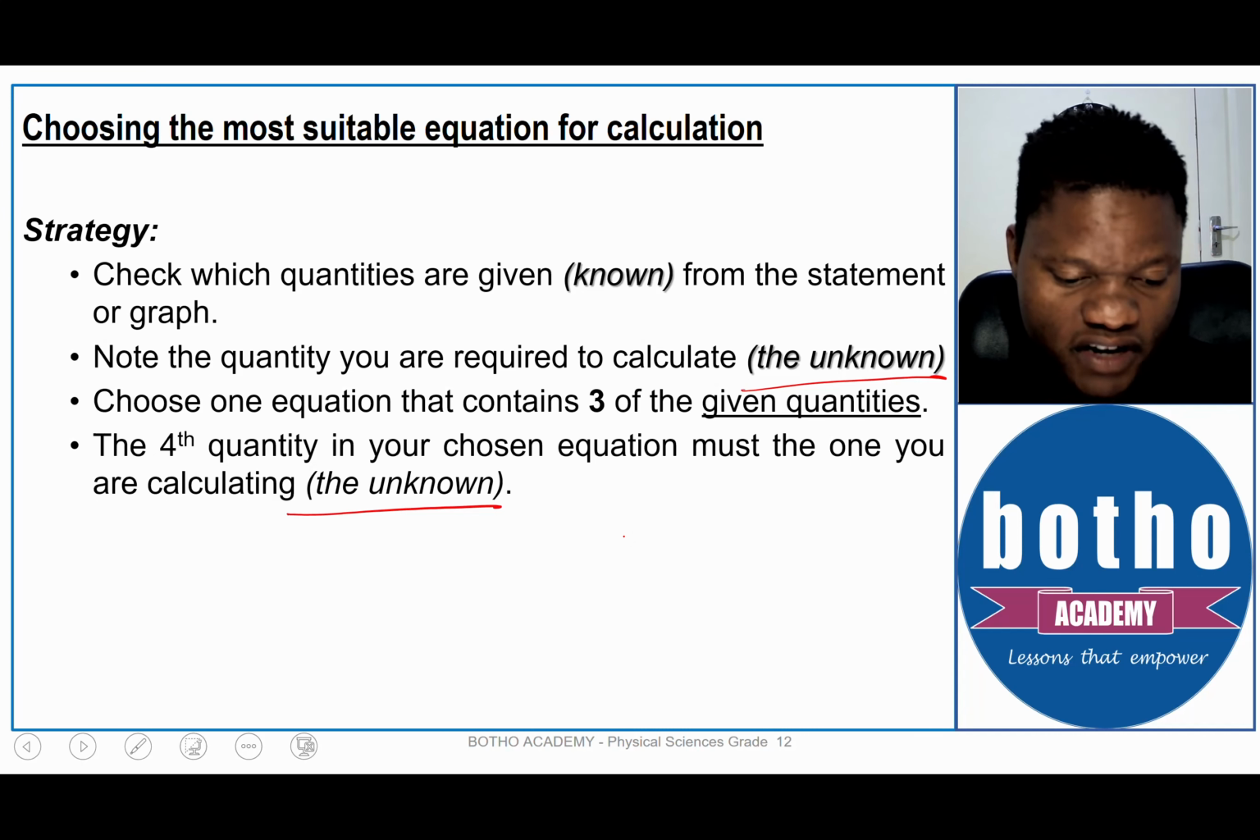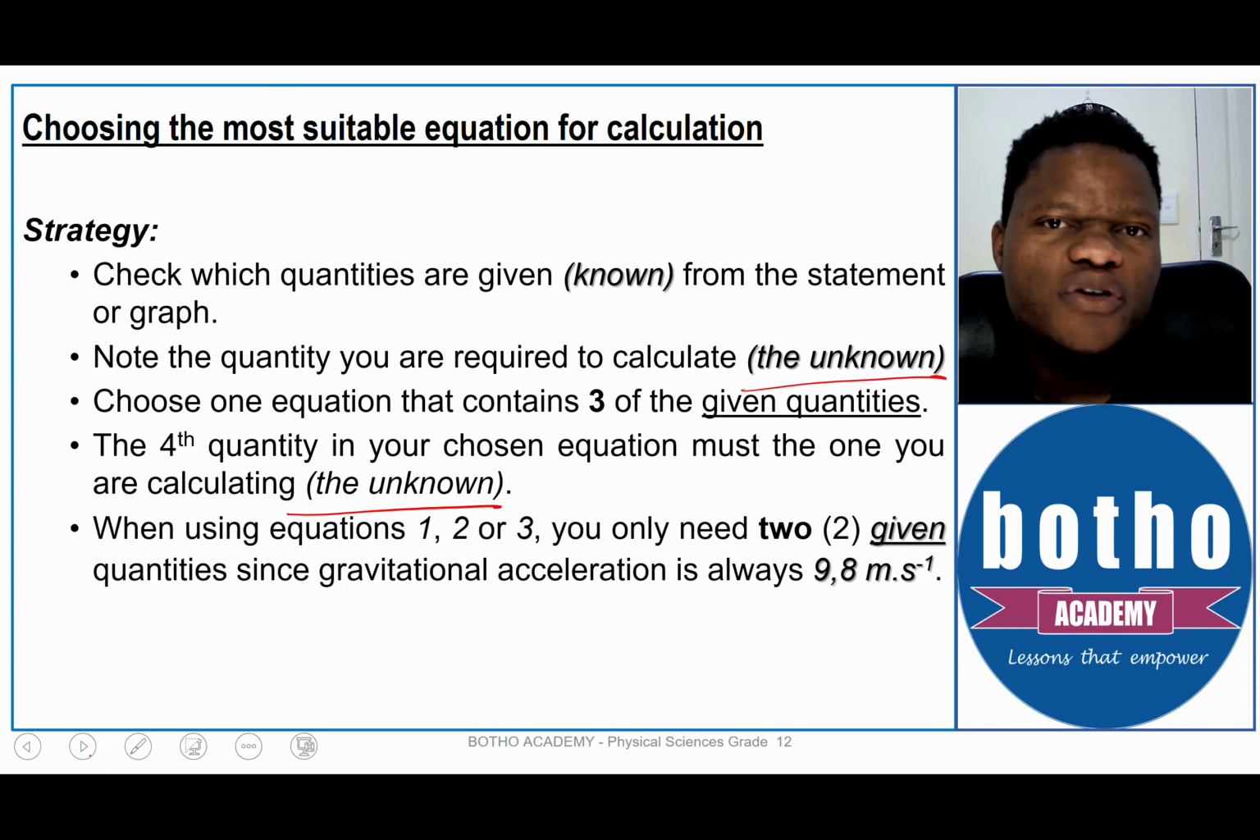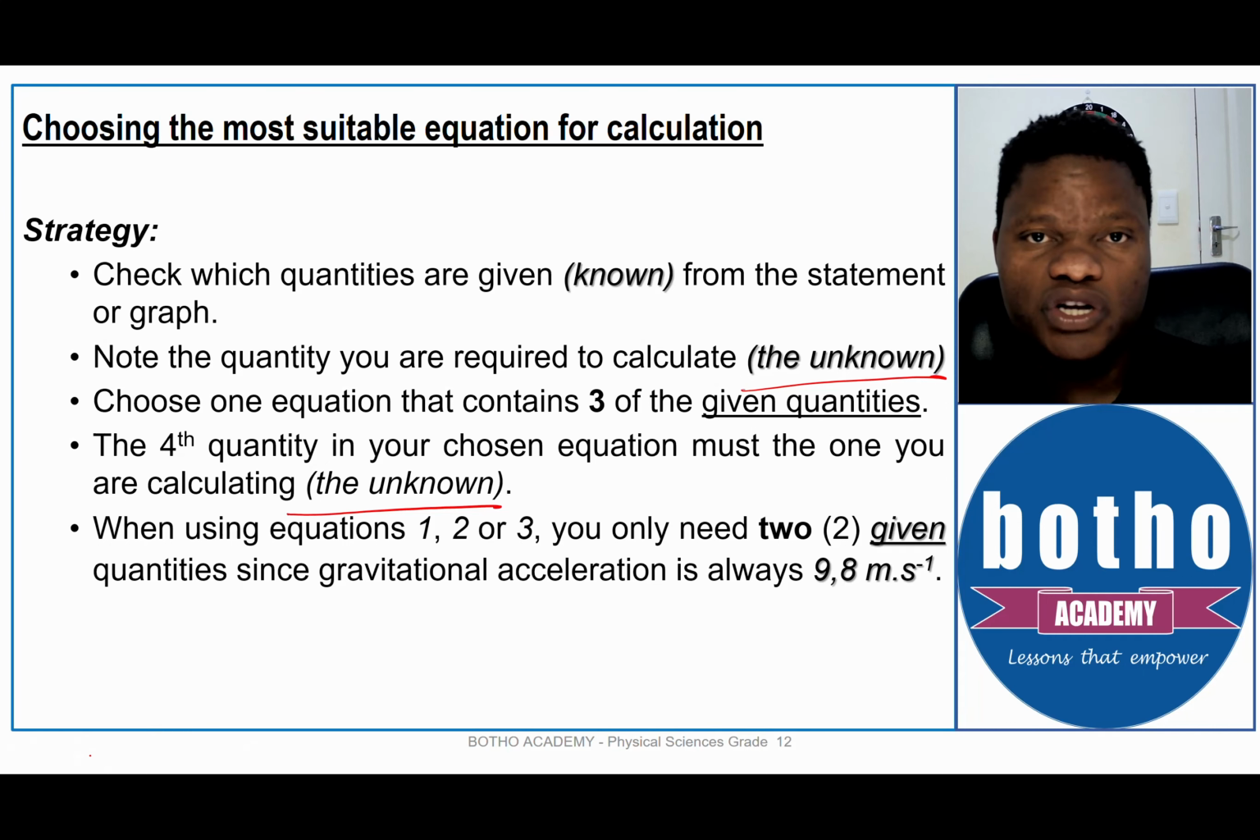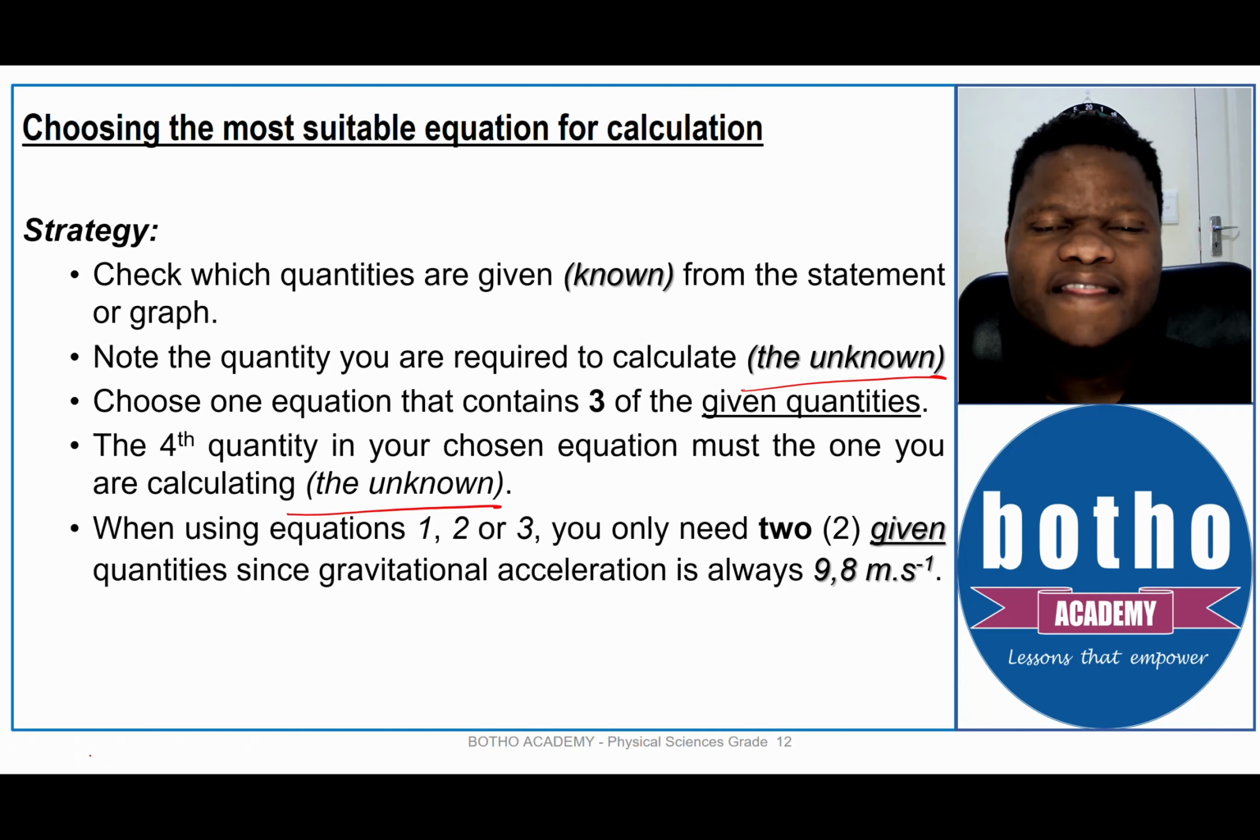there is an even easier way of remembering things. When you are using equation 1, equation 2, and equation 3, you don't need 3 variables. You only need 2. The third one is your gravitational acceleration, because that is always 9.8 meters per second squared, depending on which direction you chose as positive. Sometimes it can be negative or positive, depending on your choice of direction. So with regards to the first 3 equations, you need to know 2 variables, and then the third one will be your acceleration. Once you know those 3, you can calculate whatever it is that you need to calculate.